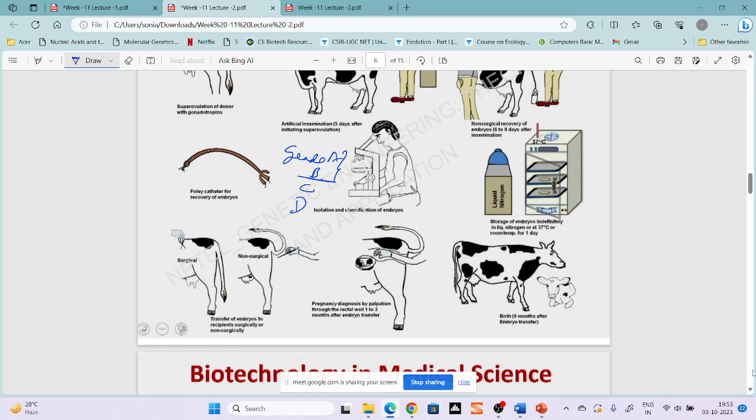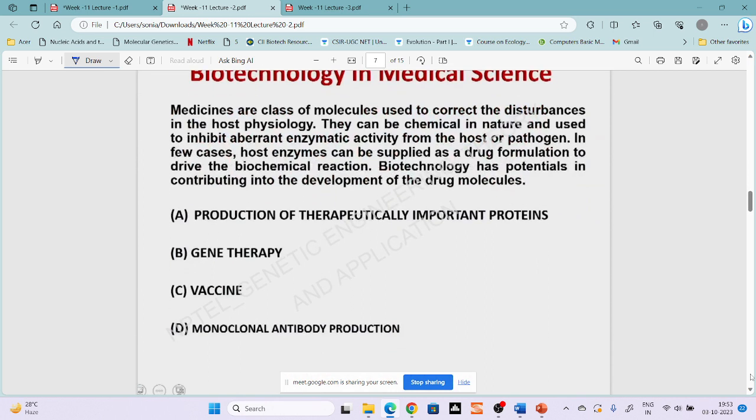Then we have the applications of biotechnology in medical sciences. Up till now we have studied that biotechnology has application in plant sciences. It helps in creating disease resistant, weedicide, herbicide resistant, insect resistant plants. Then we have studied that biotechnology has applications in animal sciences, where it is used for artificial insemination and embryo transfer, and there are many more applications as well. Now we come to medical sciences. In medical sciences, it is used for the production of some therapeutically important proteins, gene therapy, vaccines, and monoclonal antibodies.